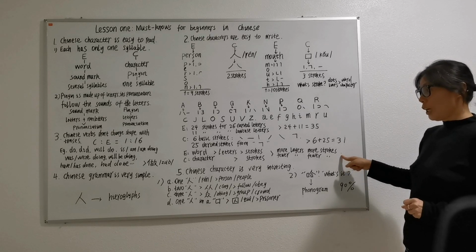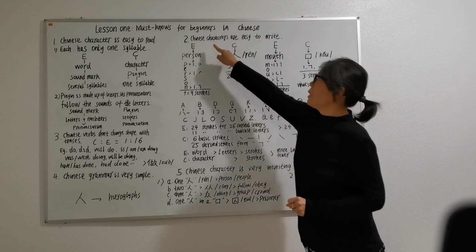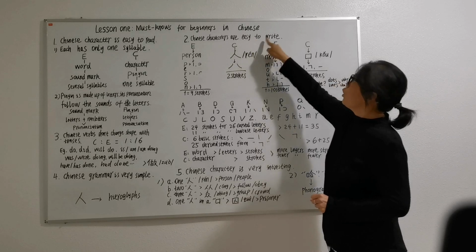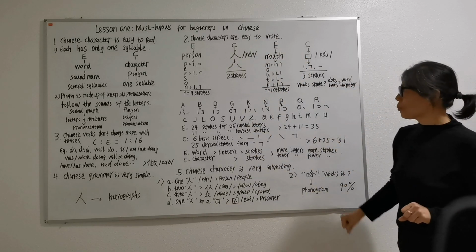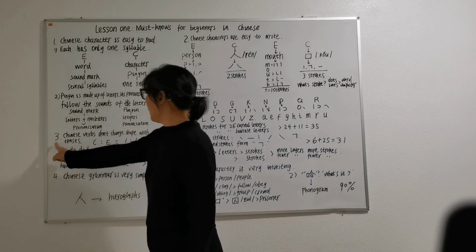Very clear. We can see Chinese characters are easier to write than English words. Now, move on to number 3.